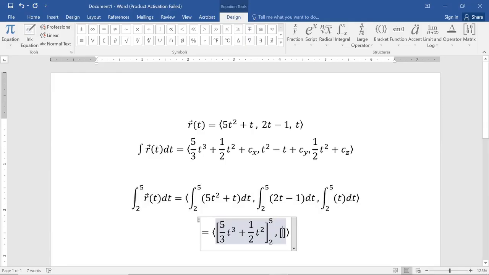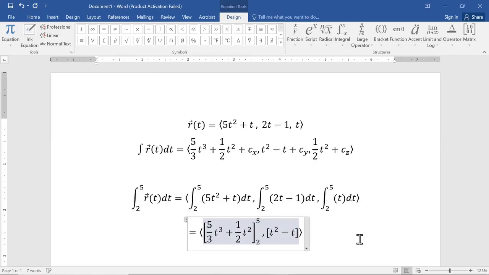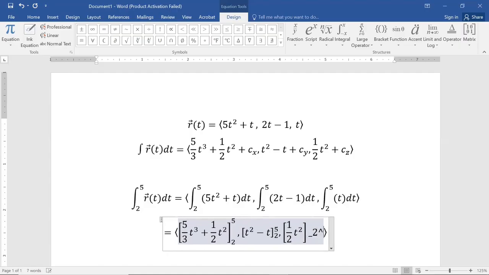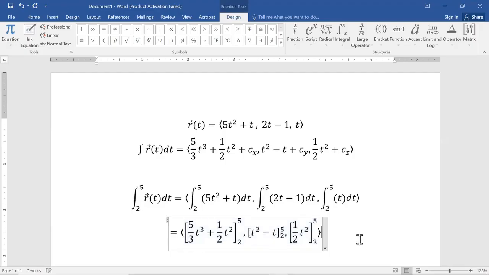In the second component, we get t squared minus t. Again, we're going to plug in 2, plug in 5, see what happens. And in the third component, the z component, I get 1/2 t squared. Again, plug in 2, plug in 5, look at the difference.